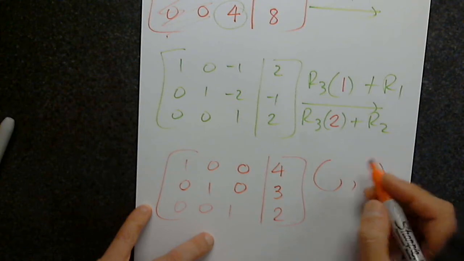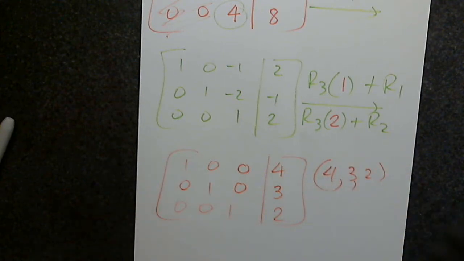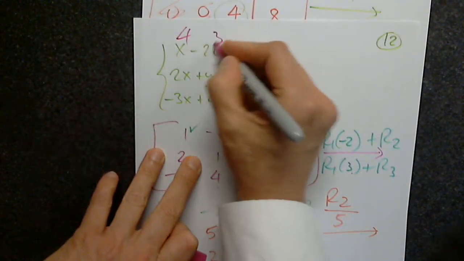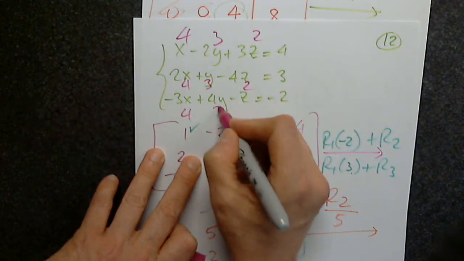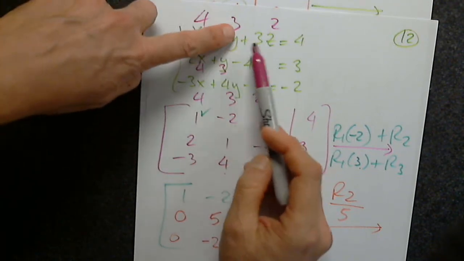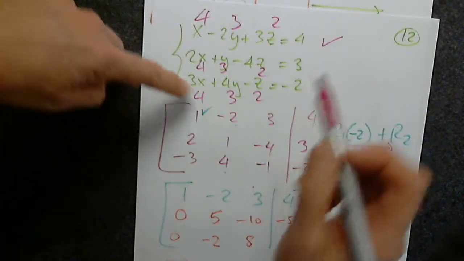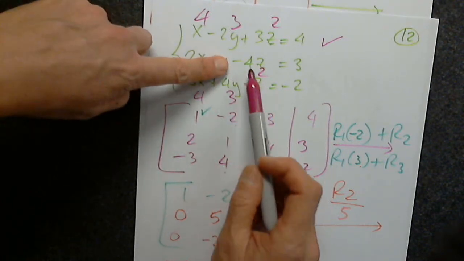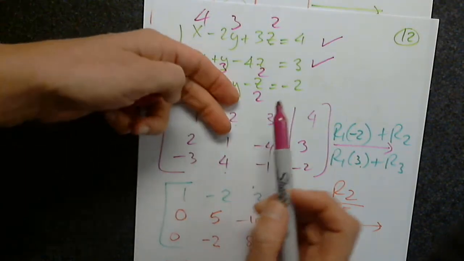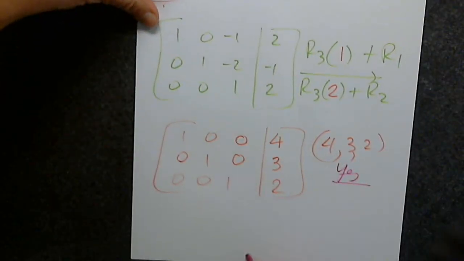It appears right. Don't be happy just yet, because it's so easy to make a mistake, right? We have to go back to the original problem with 4, 3, 2. Ready? 4 minus 6 is negative 2, plus 6, yes. 8 plus 3, 11. 11 minus 8, yes. Negative 12 plus 12, nice. Minus 2 equals negative 2, yes. So now, only now you can say yes.